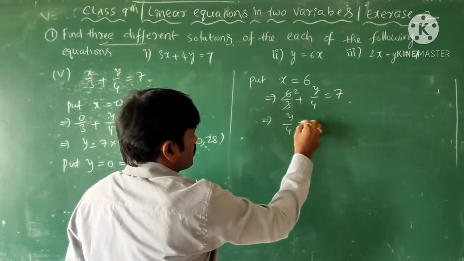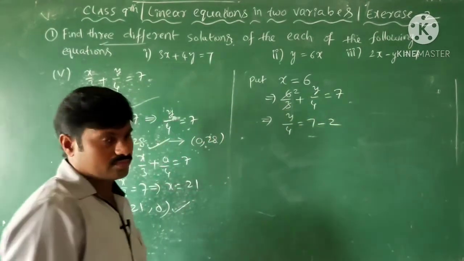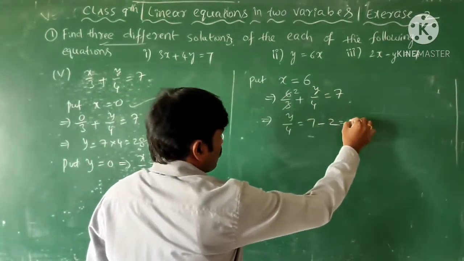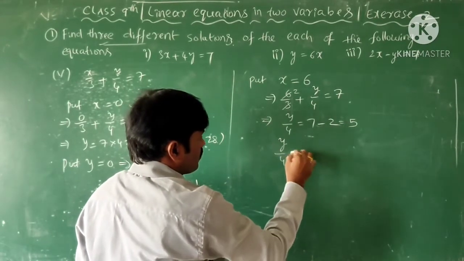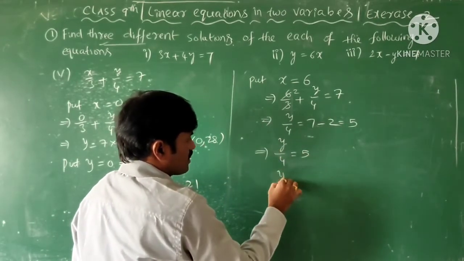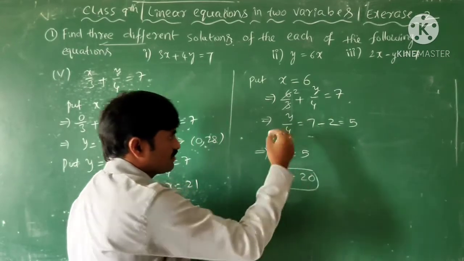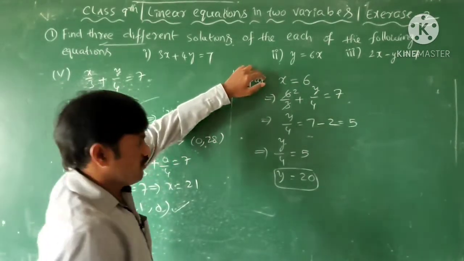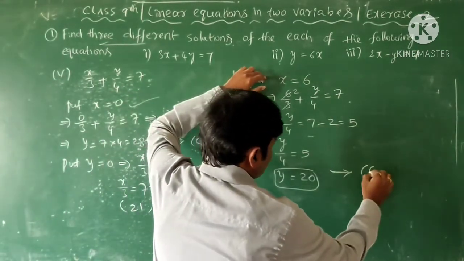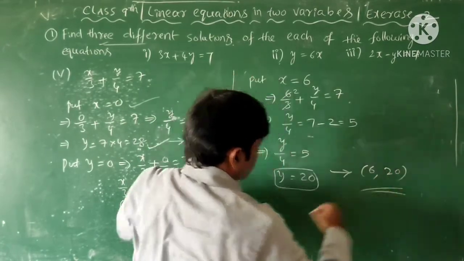So y by 4 is equal to 7 minus 2, that is equal to 5. So y by 4 is equal to 5. Then y is equal to 5 times 4, that is 20. So the value of x is here 6, and its corresponding y value is 20.